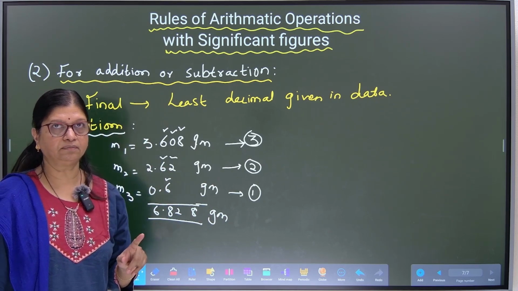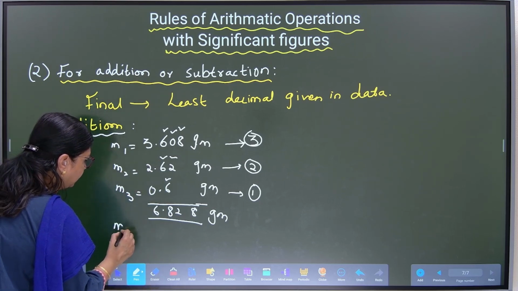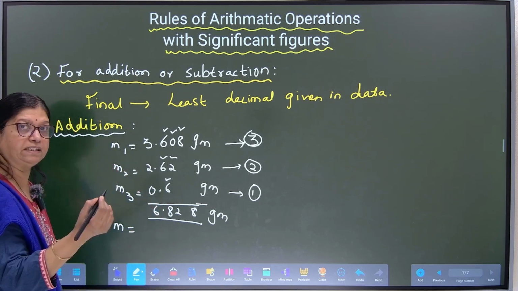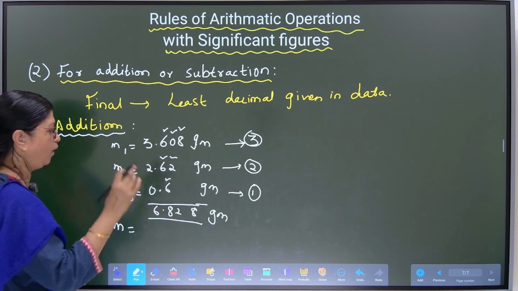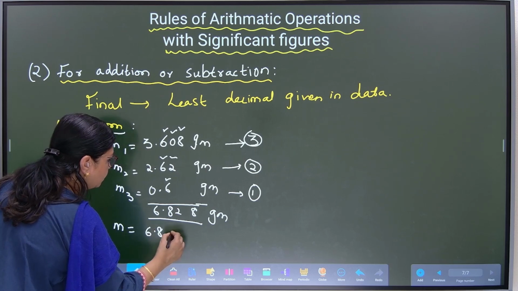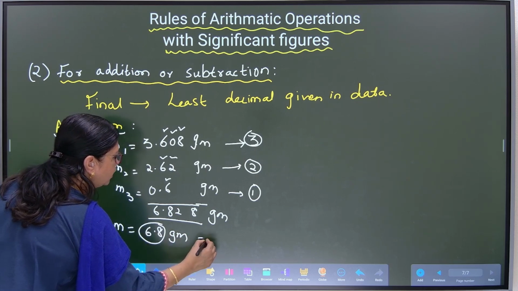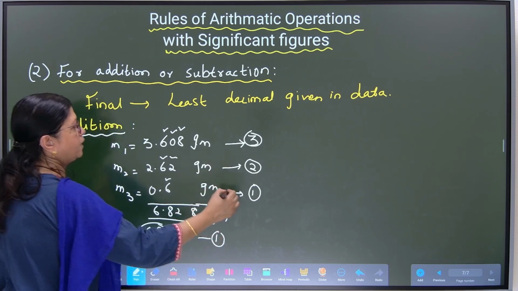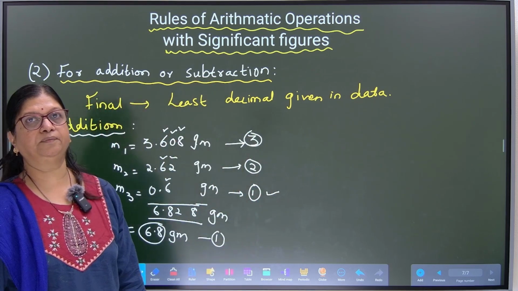Is it clear? Okay. So now my final answer will be M is equal to only up to 1 decimal. So rounding off rules we will learn, but according to the rounding off, this would become 6.8 grams. This is my final answer with 1 decimal, because the least decimal is 1 in the given data.